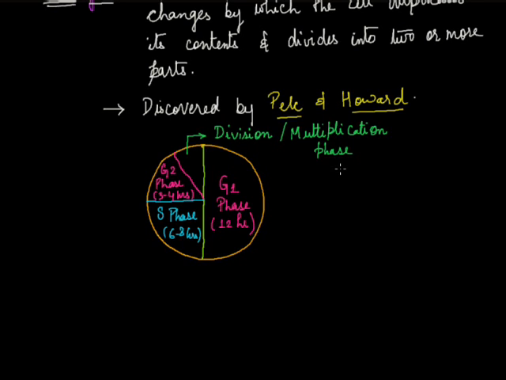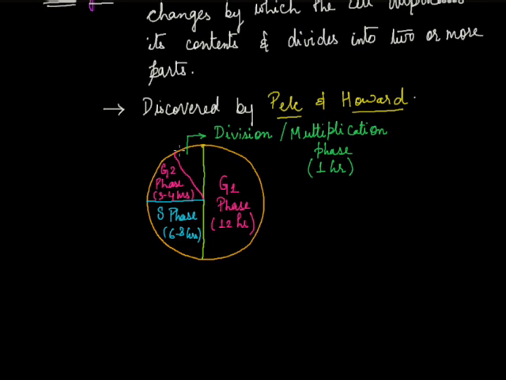And this phase requires relatively the least time among the four phases, which means it requires only 1 hour to complete. So we can say this is the shortest phase of the cell cycle. If the question is asked which is the shortest phase of the cell cycle, then the answer should be the division or the multiplication phase. And which one is the longest phase? Then it should be the G1 phase, because the G1 phase requires the maximum time.